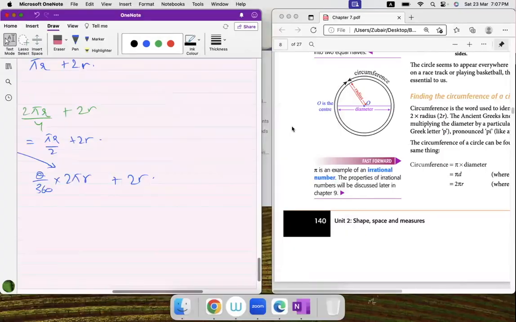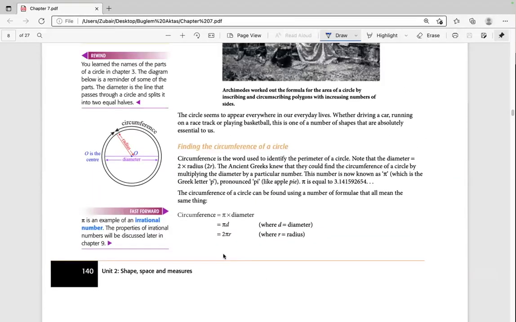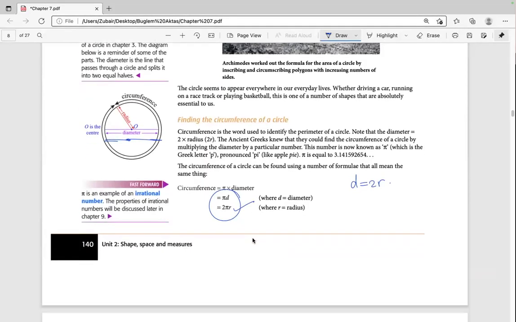So let's see what the questions are. If we encounter a new shape, we'll again come to the writing space. Now, the only difference is that diameter equals 2 times radius. One radius, another radius. So diameter equals 2 times radius, but we mostly use the term radius in formulas and in questions.